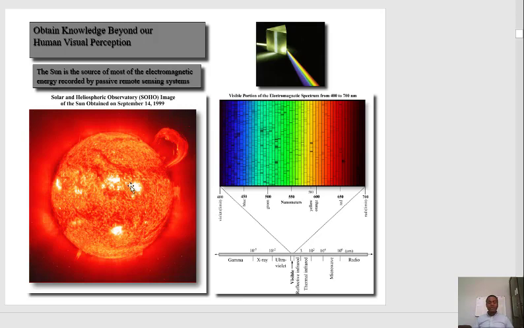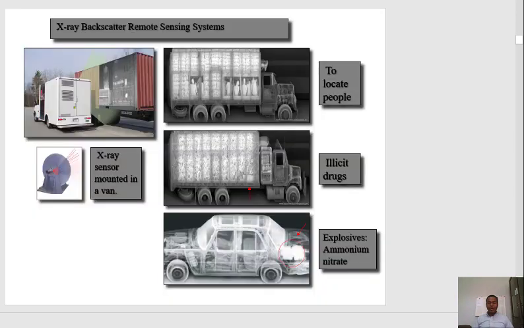Another example of knowledge beyond human visual perception is that we are now able to locate people inside a lorry. We are now able to detect drugs.